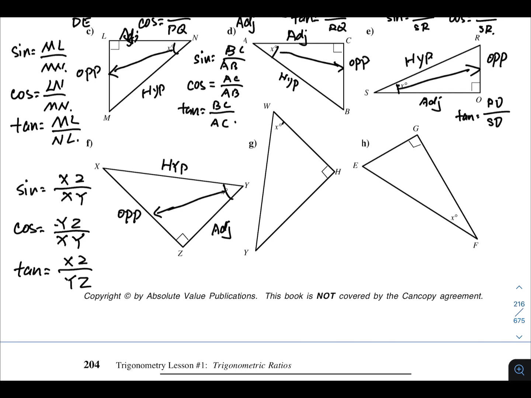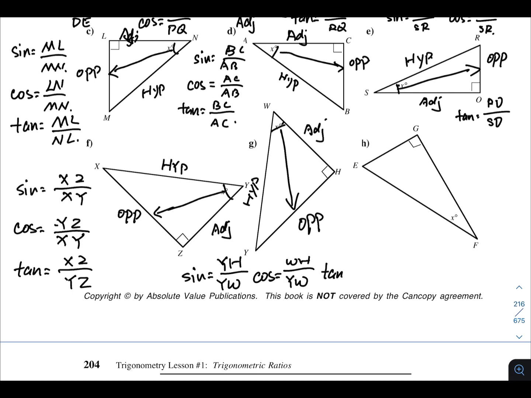And for G, this one is the angle, and this one is the opposite. The longest is the hypotenuse, and the rest one is adjacent. The sine is opposite YH divided by hypotenuse YW, and the cosine is adjacent WH divided by hypotenuse YW. And the tangent is YH, opposite, divided by adjacent, so it is WH.